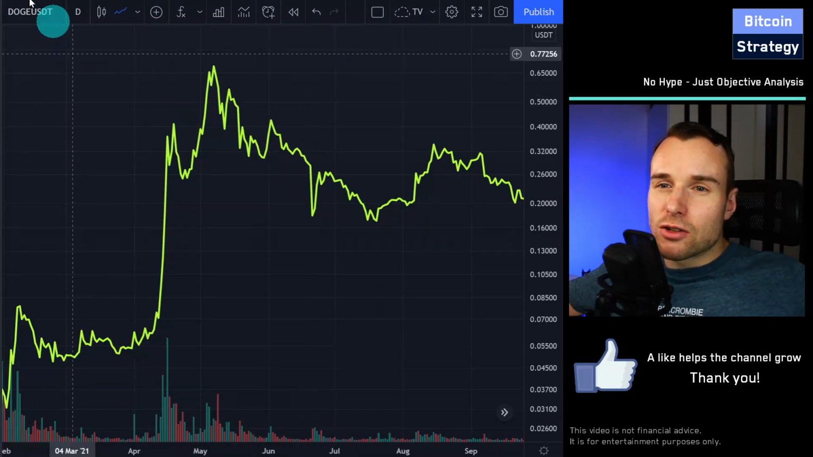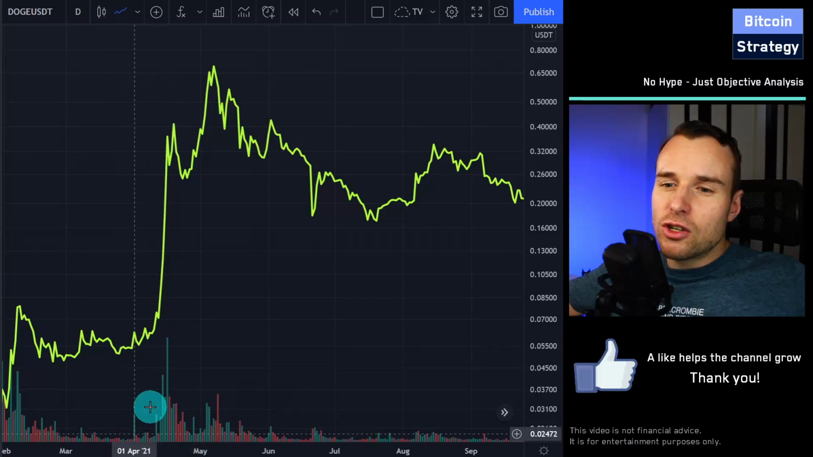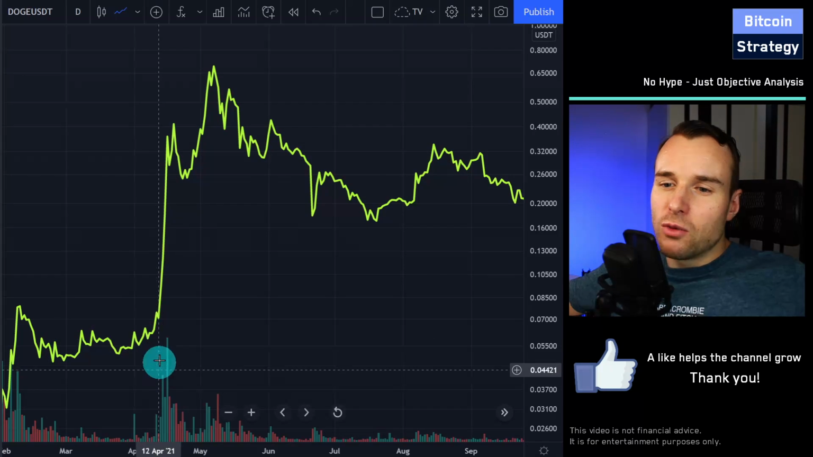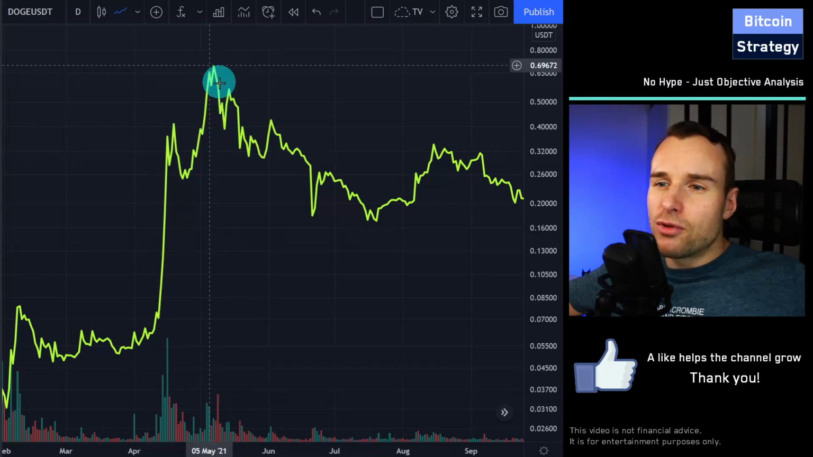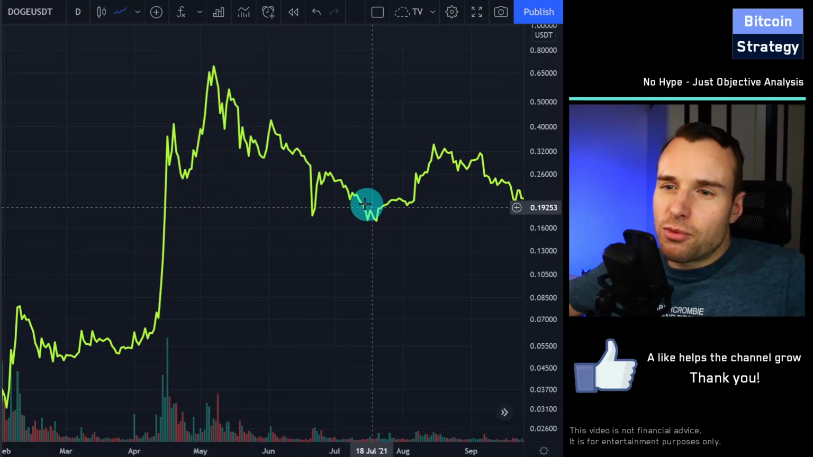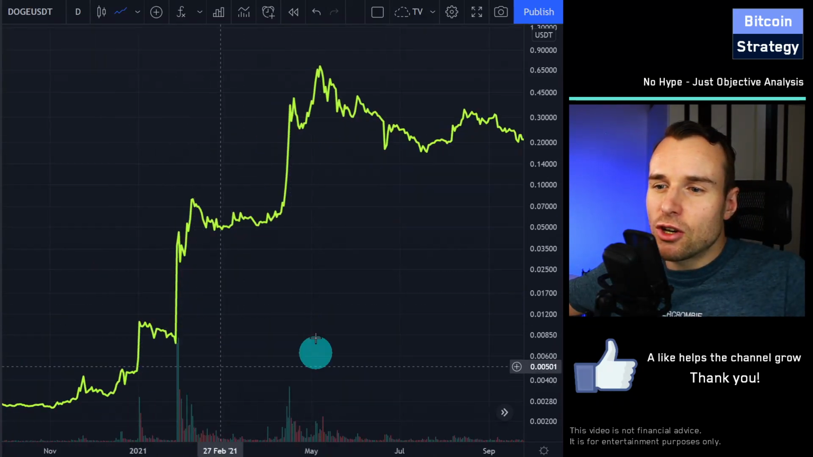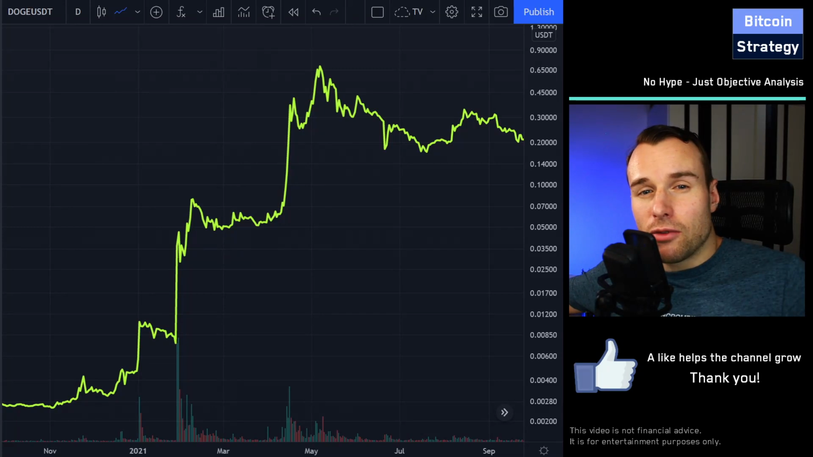So this is now Dogecoin. When attention goes up, when trading volume goes up, that's also when the price goes up. When trading volume goes down, the price tends to decline. So the price is directly linked with trading activity, with attention on the token. That's what we see very often in crypto.